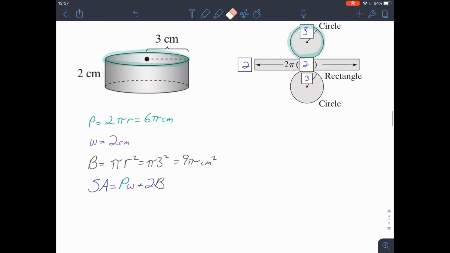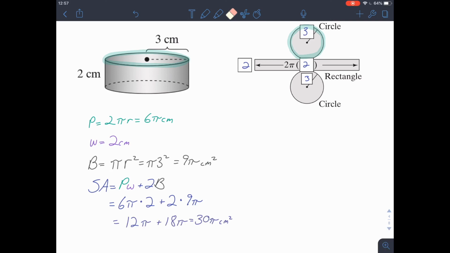We can even keep it in terms of pi. So we take our perimeter of 6 pi, multiply it by our width of 2 centimeters. And then we're going to add that to 2 times the area of our two circular bases, 9 pi. And when we do that, we take 12 pi, the area of the rectangle in our net, plus 18 pi, the areas of both of the circles, to find the area of the whole surface of the cylinder to be 30 pi centimeters square.